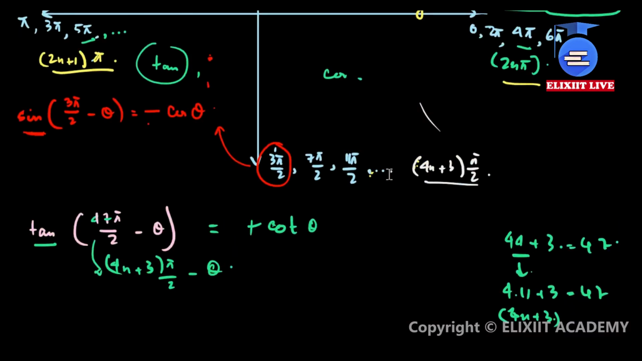Then figure out whether this is 4n plus 3 pi by 2 or 4n plus 1 pi by 2. How do you figure out? Take the number over there, for example 47. 47 is given. Figure out the nearest multiple of 4 close to 47. What is the multiple of 4? So 44 is there. 44 plus 3 is 47. That's how I am actually deriving it.